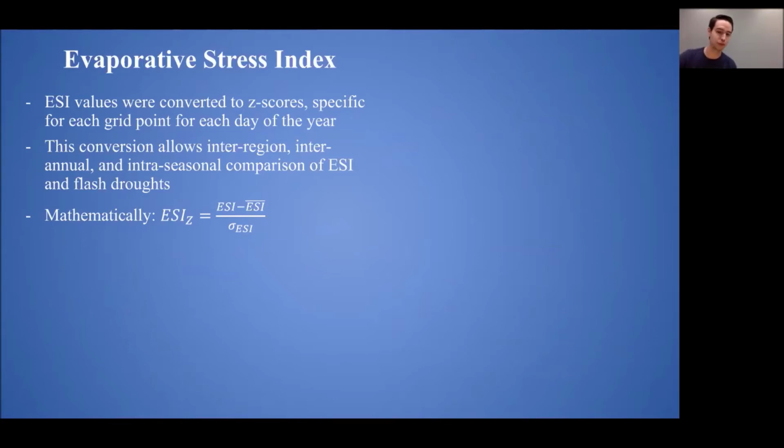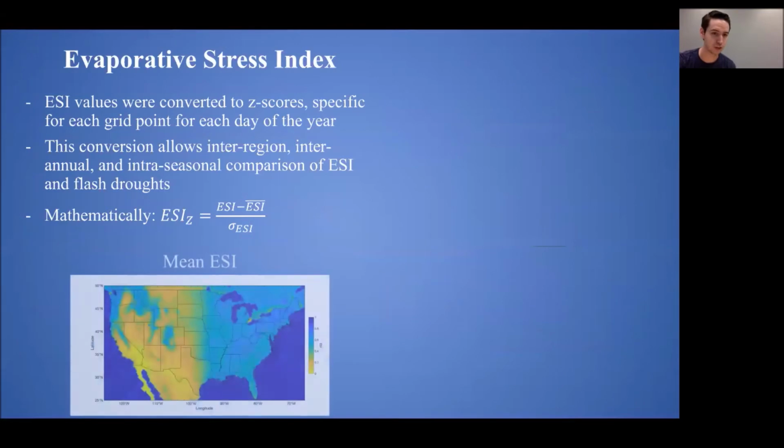But this is the most general description of that. And so just providing a few figures here. This is just, for example, the mean annual ESI, and you can see across the United States, it's different with much lower ESI values, for example, in the Southwest, Mojave Desert, and then moving across the Great Plains into the Midwest, you have higher ESI values.